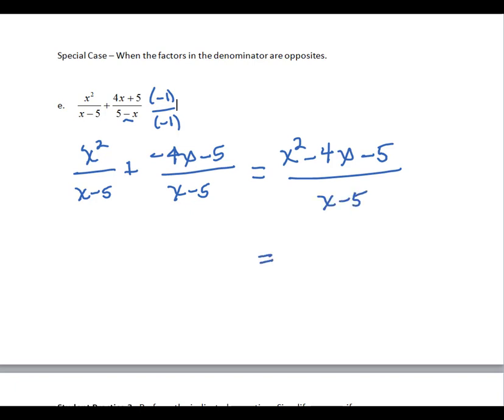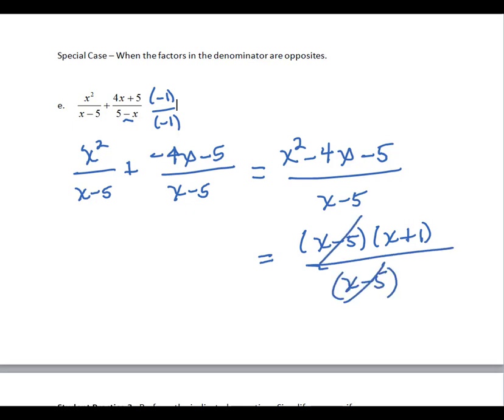And again, you always want to try to factor and see if you can cancel any common factors. The numerator factors as x minus 5 times x plus 1 all over x minus 5, and the x minus 5's cancel. And your answer is x plus 1.